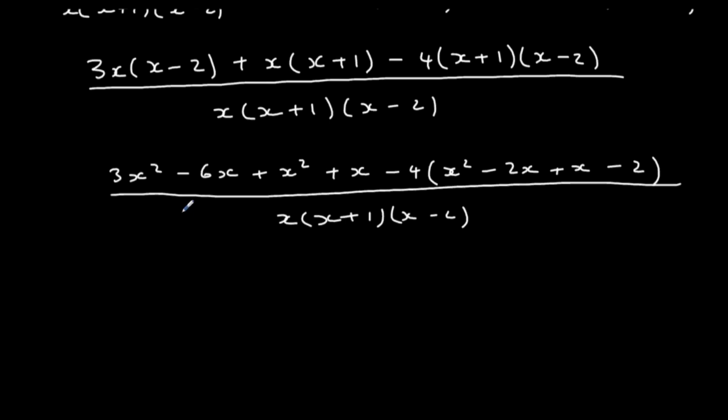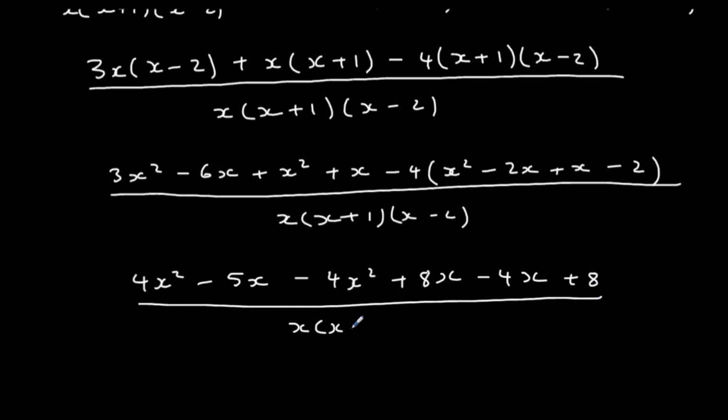I can collect some like terms as I go though. I'll do that. So 3x squared and x squared make 4x squared. Minus 6x plus an x is minus 5x. That's as much as I can do. So I've got minus 4 times x squared, which is minus 4x squared. Minus 4 times minus 2 is plus 8x. Minus 4 times x, minus 4x. Minus 4 times minus 2, plus 8. And the denominator is still the same.